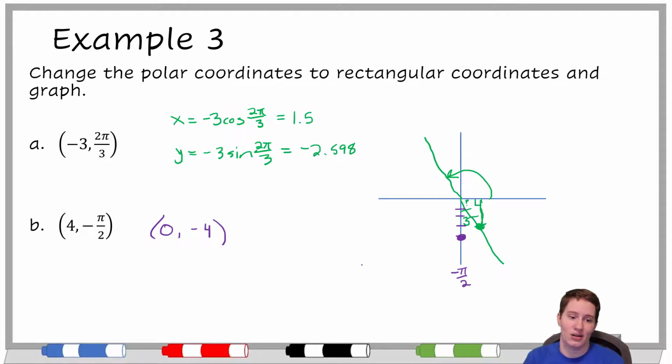Now, if you do work it out as x equals r cosine theta and y equals r sine theta, you should get 0 and -4. Oh, I guess I should have written this as a point.